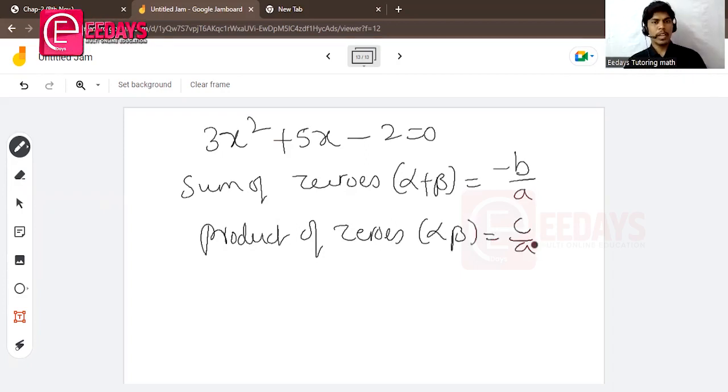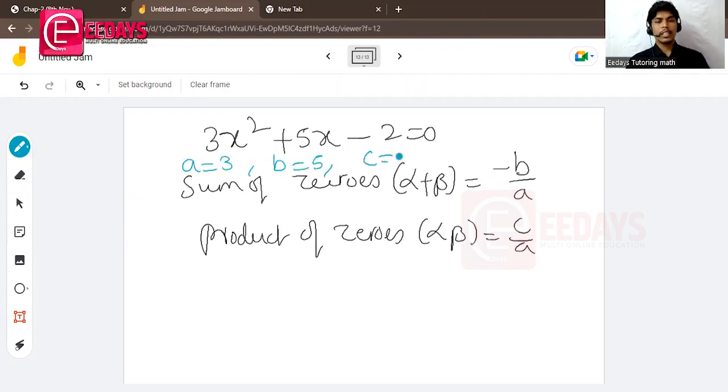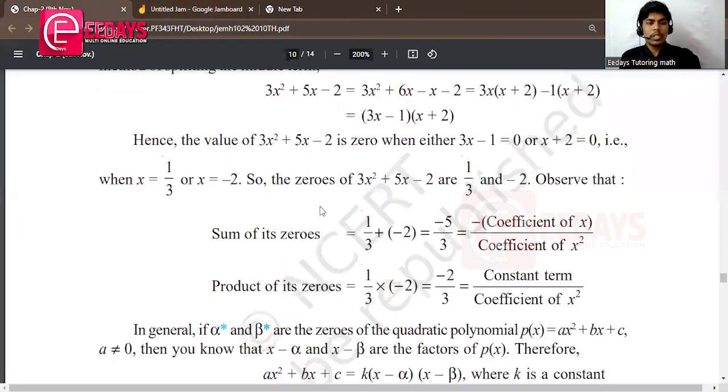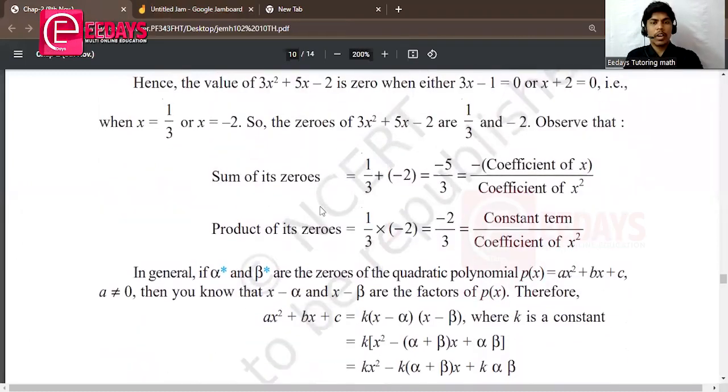Sir, what is this minus b by a and all those things? I'm here to help you. So x square coefficient. What is a here? A is 3 and b here is 5 and c here is minus 2. Okay. Let's substitute all those values here. Minus b by a is nothing but minus 5 by 3. C by a is nothing but minus 2 by 3. Minus 2 by 3 is the answer. Okay. So this is how you should find the sum of zeros and product of zeros for all the equations.